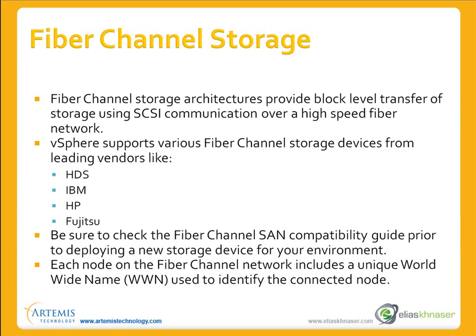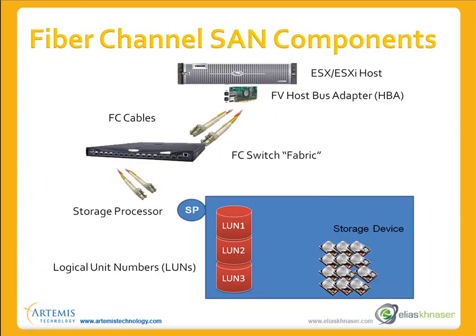Next, let's take a look at the different fiber channel components, what makes up the fiber channel SAN. Here you have ESX servers. Each ESX server has one or more HBA cards. An HBA card is a host bus adapter. That's what HBA stands for. You can think of an HBA as a NIC card. The HBA is what connects the ESX server to the fiber channel switch.